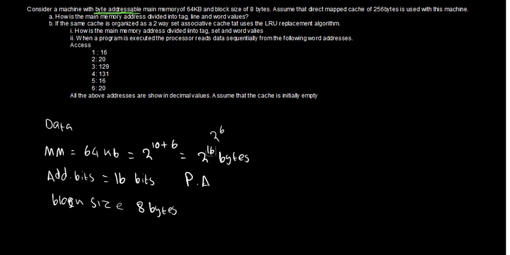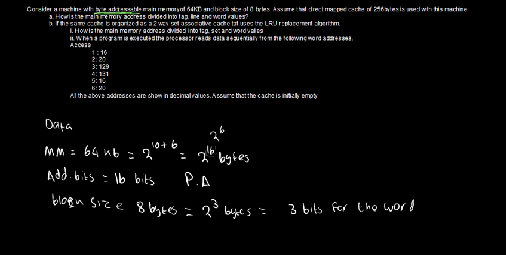What is 8 bytes? 8 bytes is 2 to the power 3. So just convert it to a power of 2, which is equal to 3 bits for the word. So we have 3 bits for the word, right? Each word uses up 3 bits of our physical address.